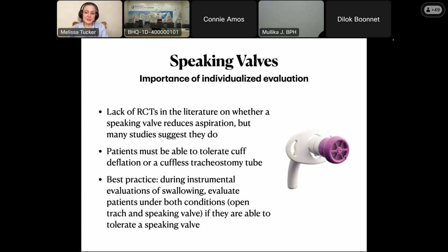We want to know, is the patient able to either phonate, say ah, or move air by blowing out through their mouth or nose?